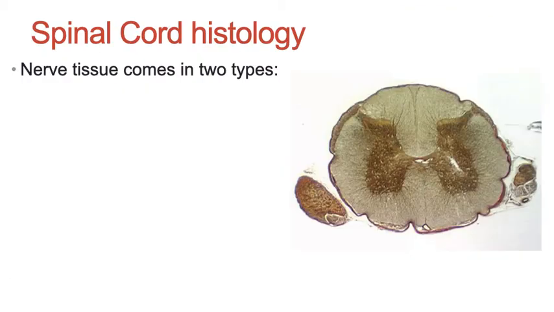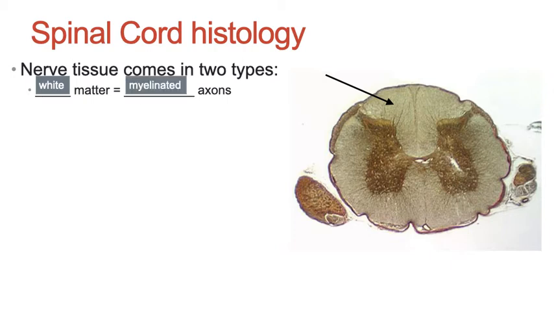So now let's talk about spinal cord histology briefly. So first I'm going to review a little bit from the last lecture about nerve tissue. So nerve tissue comes in 2 types. We've got white matter, which is shown here at the top or around the spinal cord section. And the white matter consists of these myelinated axons. Recall that white matter is white largely because of the fatty substance called myelin that surrounds the nerve fibers.